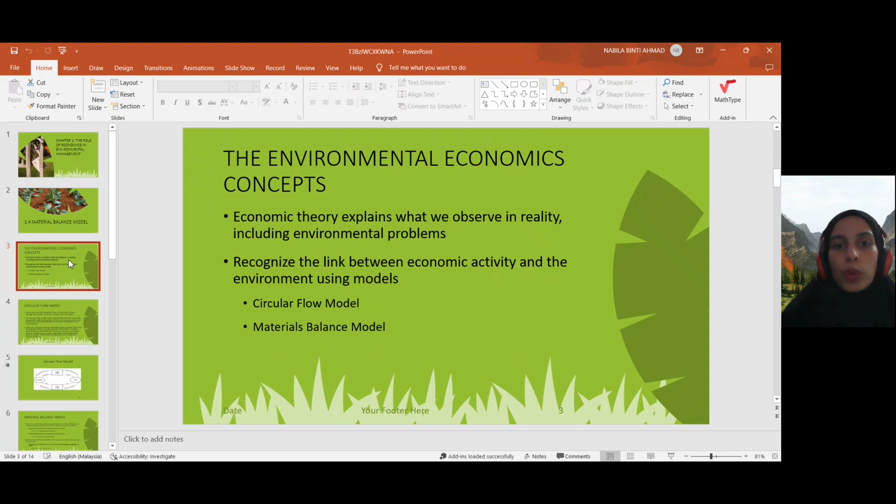When we link economic activity and the environment, we can use the circular flow model, and there is a new model developed known as the materials balance model. The circular flow model includes only 4 sectors of the economy: household, firms, government, and also international economics. But the material balance model will also include the environmental part.